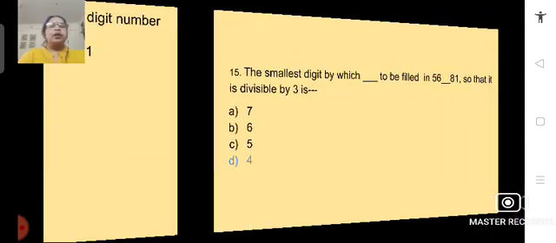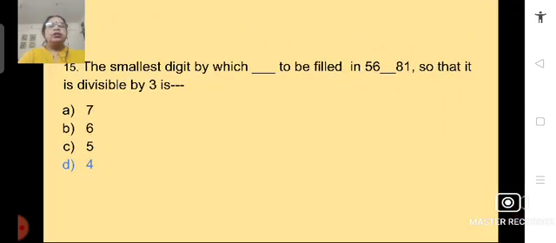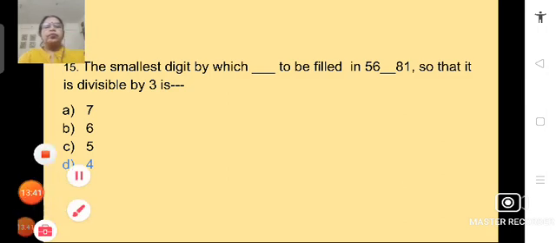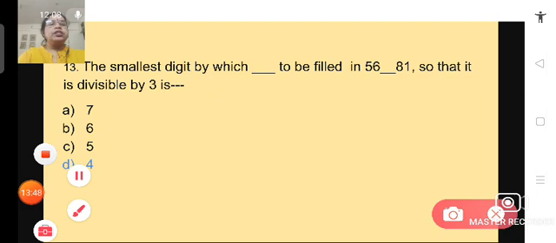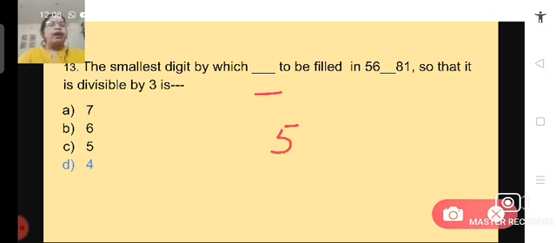Let us move on to the next question, that is question number 13. The smallest digit by which the blank is to be filled in the number 56-81. So, we have to fill the blank in the number 56-81 so that the number becomes divisible by 3. So, which number has to be filled here? We have the 4 options here.